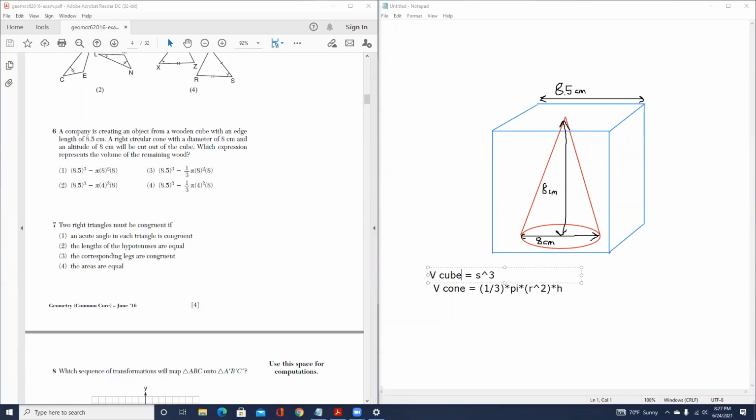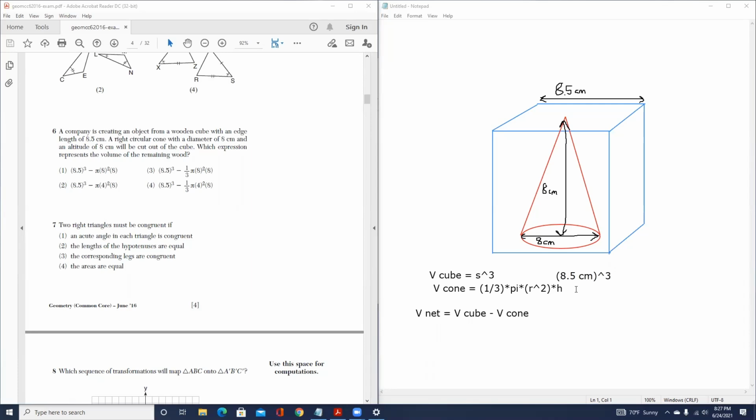And let's fix this. So the net volume is equal to the volume of the cube, and we're subtracting the negative space that's cut out from this cube that's represented by the cone. So the volume for this is equal to 8 centimeters cubed. Actually, 8.5 centimeters cubed, excuse me.